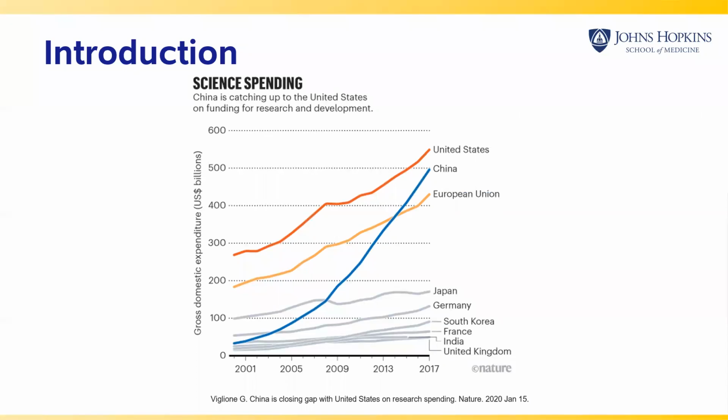This figure shows the trend of gross domestic expenditure by country. The blue line represents China. The gross domestic expenditure in China has been growing rapidly. In 2017, it was ranked second only to the United States.